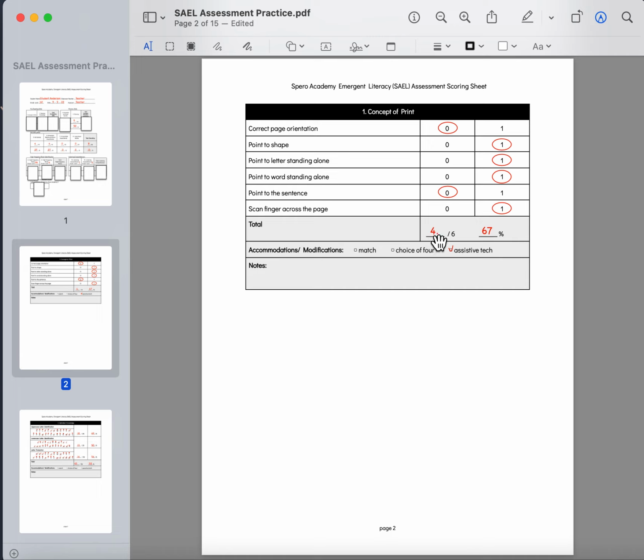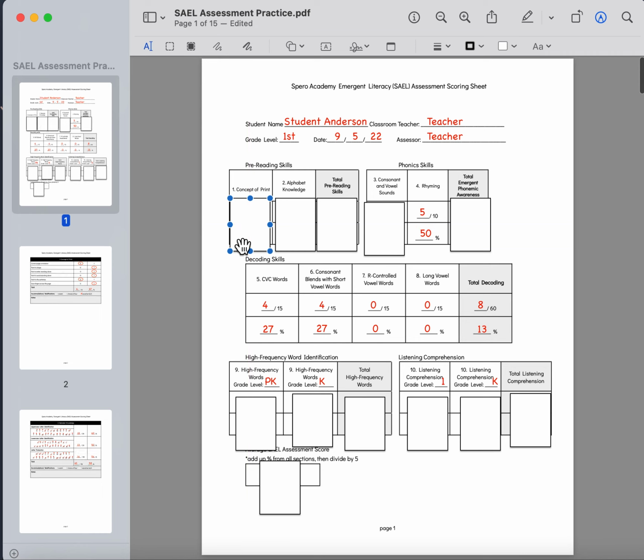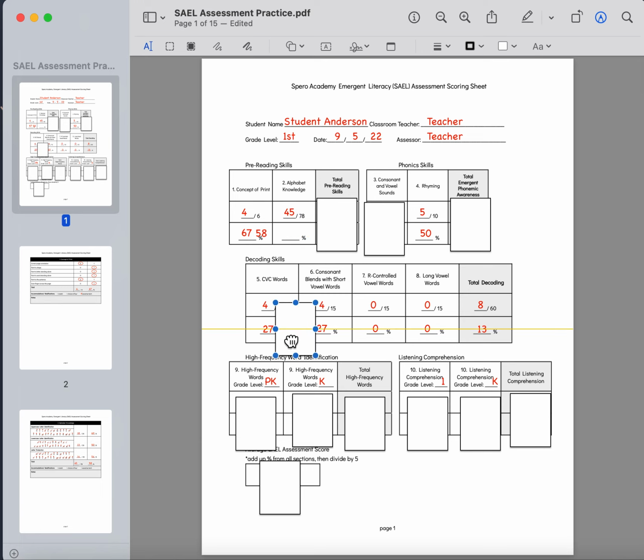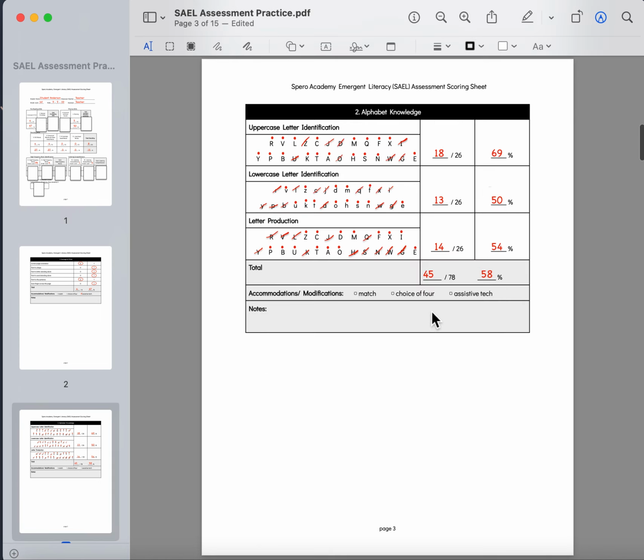And then I've got 4 out of 6, which totals to be 67%. On this one, they used assistive technology, so I went ahead and checked that. So for the concept of print, they got 4 out of 6, which is 67%. Oh, I think this was supposed to be over here. Sorry. So yeah. The next section was a little bit trickier.